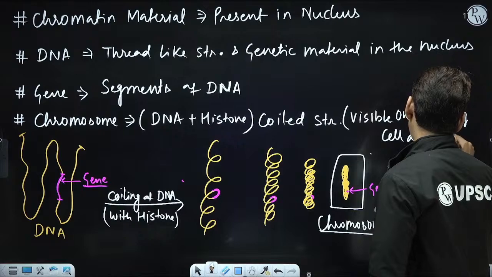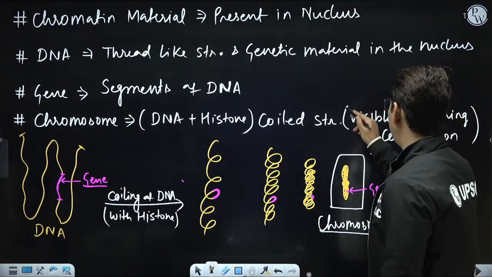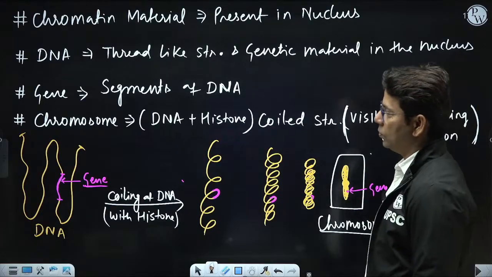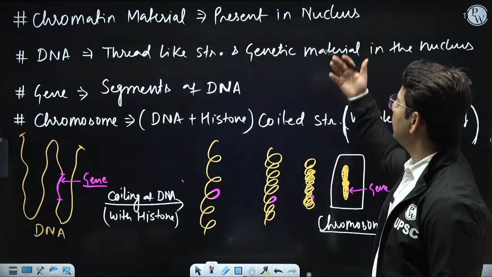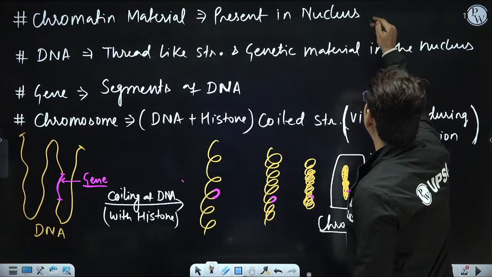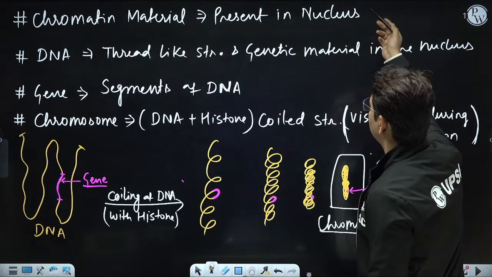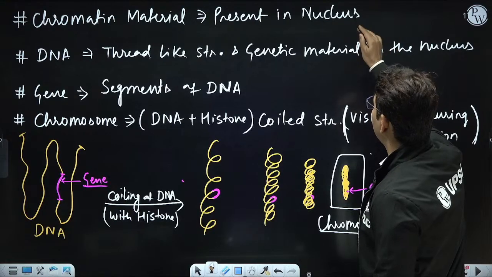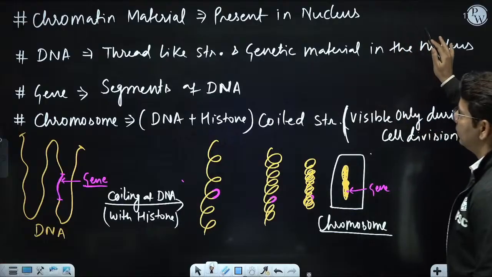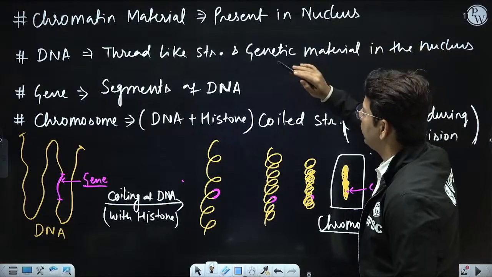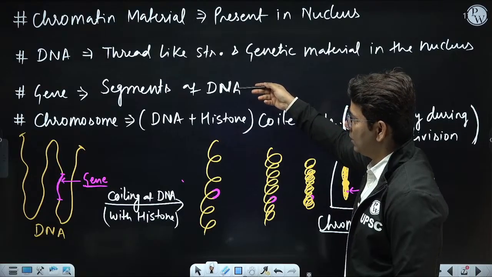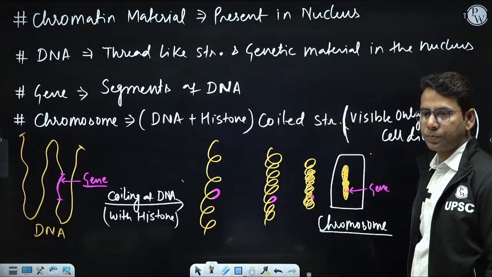When the cell is going to divide, only then can you see the chromosome. Otherwise, you never see the chromosome. In normal time you see the chromatin material present in the nucleus. And if you remove the histone mentally, then a segment of the DNA is known as a gene, and this is the chromosome.